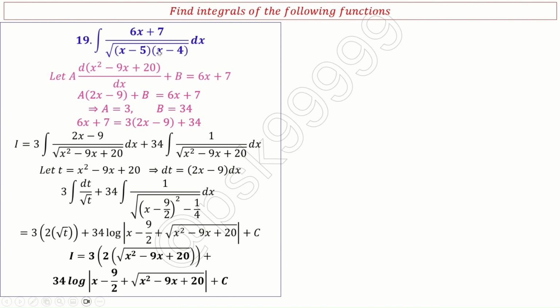Okay, 18 and 19, you do it yourself. Same thing. I am expressing the denominator differentiation in terms of the numerator. So I am getting here 6x plus 7 is nothing but 3 times (2x minus 3) plus 34. Okay, so that is this here. So if I take this as t, then my dt is nothing but (2x minus 9) dx. So here I am getting integration of 1 by square root of t.